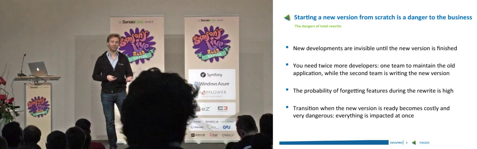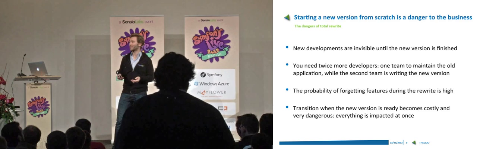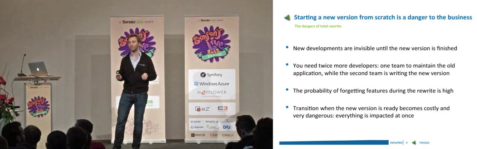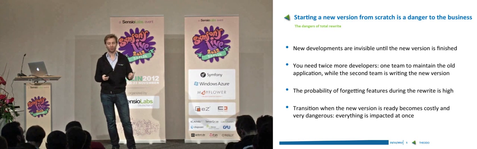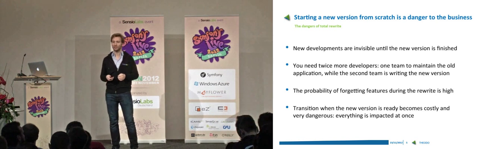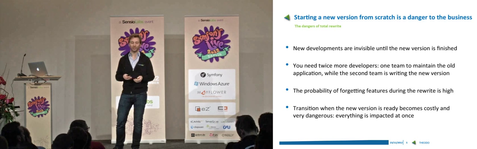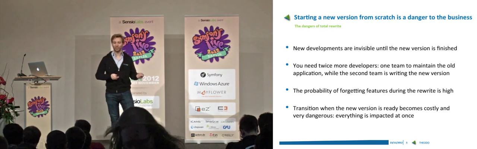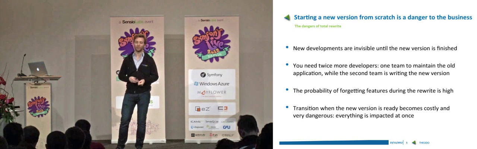You also need twice more developers because, to be pragmatic, the legacy application which is in production still needs to be maintained. You have some urgent evolutions which are slow to do, so you need some people to do them. So you actually end up having two teams. One team which is maintaining the old application, one team which is working on the rewrite.